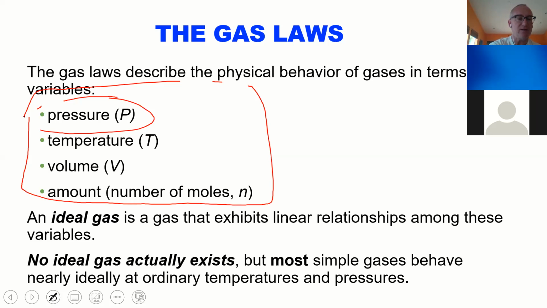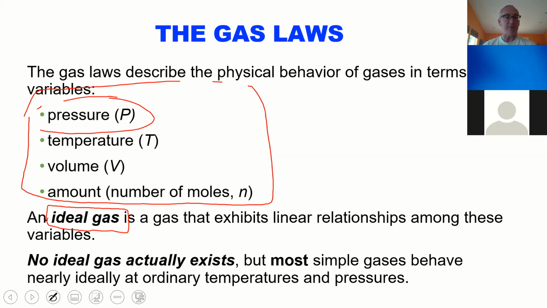So an ideal gas exhibits exact relationships between pressure and temperature, pressure and volume, pressure and number of moles. It would be exactly a linear relationship. Not all gases, in fact most of them aren't ideal, but they're pretty darn close to being ideal. So as the bottom note says, no ideal gas actually exists, but most of them act almost identically at the sort of temperatures and pressures we're going to be dealing with.